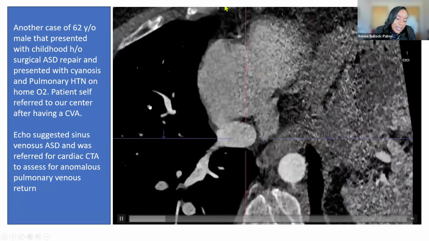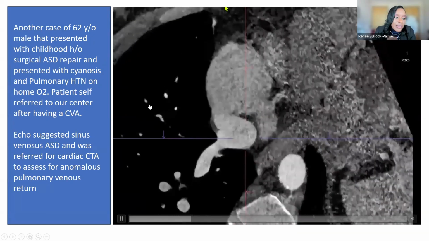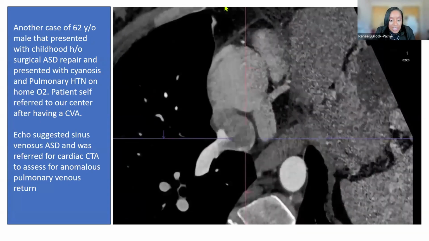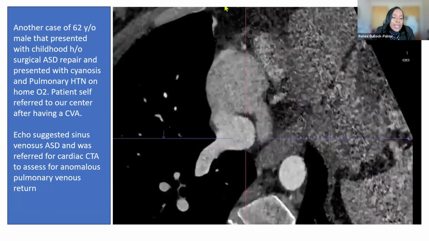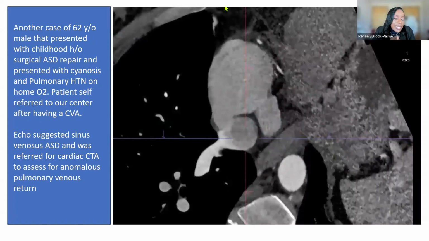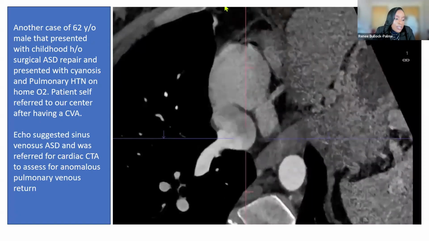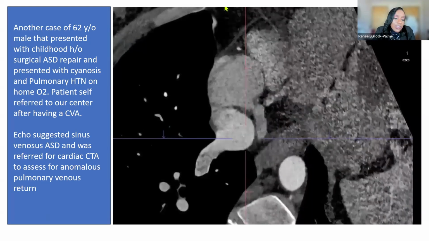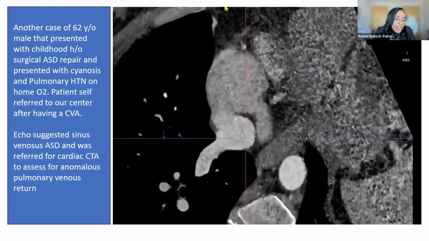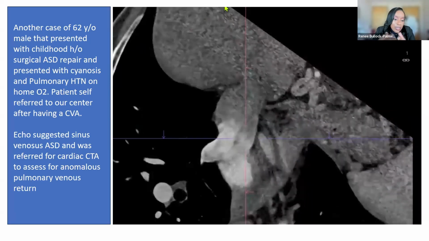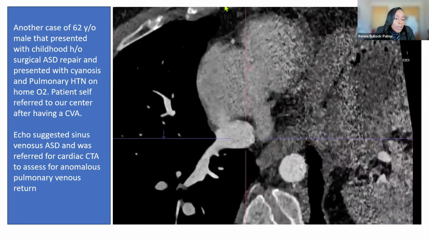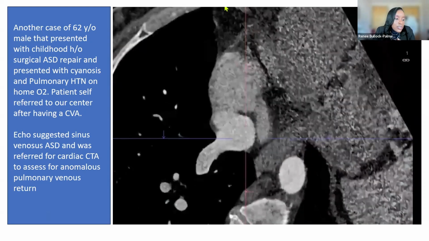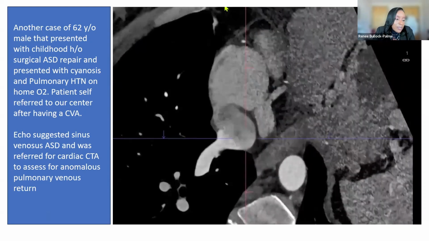Now, this is another case, and this is actually a video. This is a very interesting case that came to us. He was in his 60s, 62 years of age, and he gave us a history of having had an ASD repair in childhood. And then he's been having this very long-standing cyanosis. He actually came to see me in the clinic on home oxygen with pulmonary hypertension. He was seen in the pulmonary clinic and was thought to have pulmonary disease. He was a chronic smoker. And unfortunately, he had suffered a stroke at another institution, and he came to us for a second opinion.